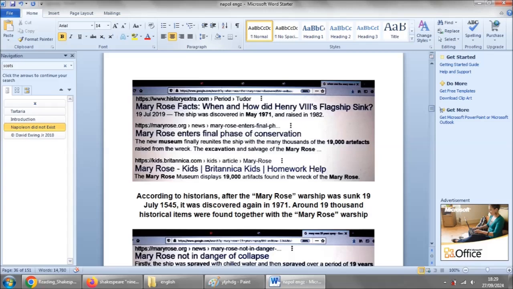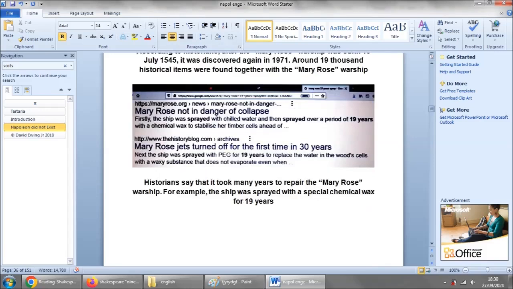Let's see. Of course, when you find a ship that's been sunk in the sea for many years, it will take a long time to repair it. These wooden ships and everything. Let's see, what do they tell us? Historians say that it took many years to repair the Mary Rose warship. For example, the ship was sprayed with a special chemical wax for 19 years. Bullshit! Well, how many years did it take to repair this ship with the special wax? 19 years, not 18, but 19 years.